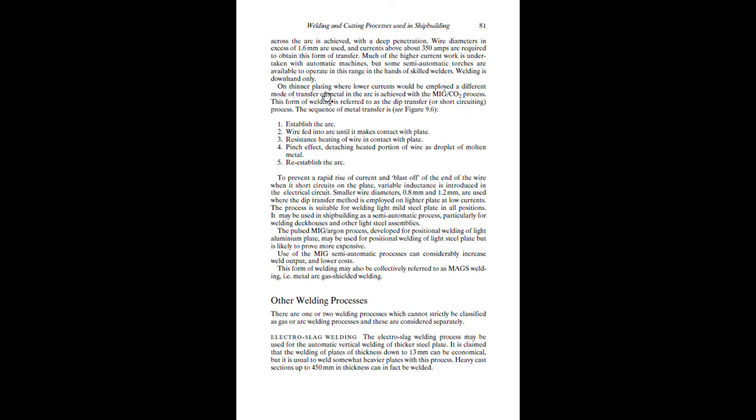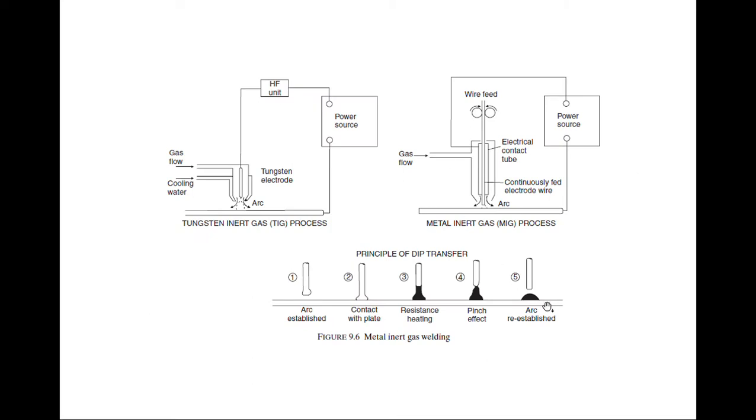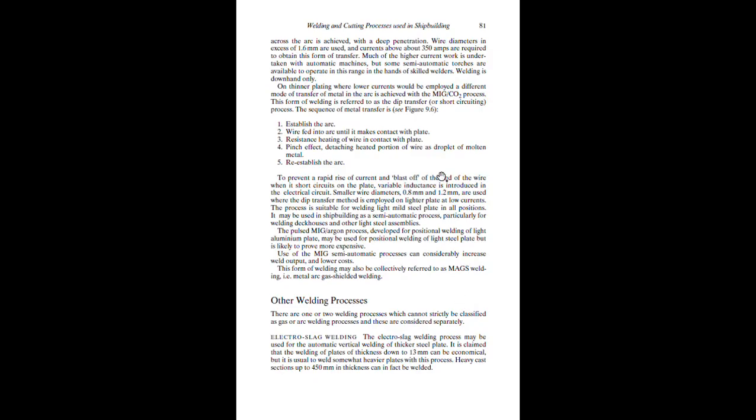On thinner plating, where lower current would be employed, a different mode of transfer of metal in the arc is achieved with the MIG CO2 process. This form of welding is referred to as dip transfer. So this is the dip transfer that is in the diagram, that is achieved by the MIG CO2 process. This form of welding is referred to as dip transfer or short circuiting process. The sequence of the metal transfer you can see in the figure.